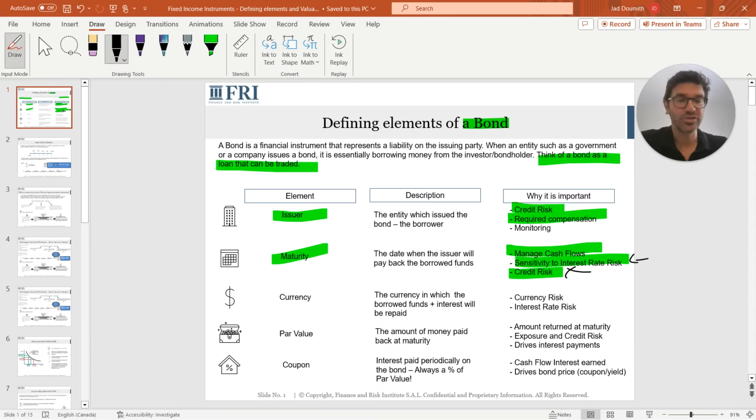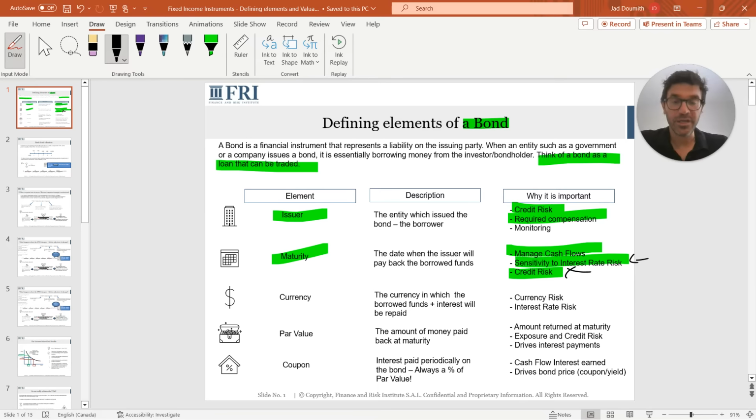Also, the maturity will influence how sensitive the bond is to changes in interest rates. We will have the occasion in future videos to have much deeper dives into sensitivity to interest rate risk and duration, but today it is important to intuitively understand that when interest rates go up, the price of bonds goes down. The price and the value of any loan actually goes down. And to understand this intuitively, think about the following example.